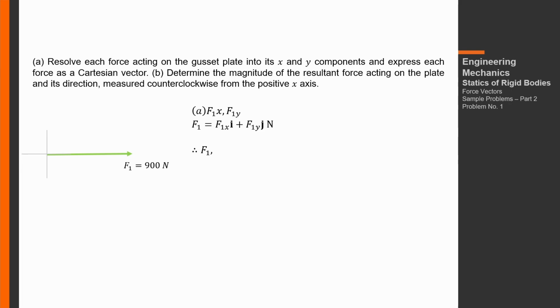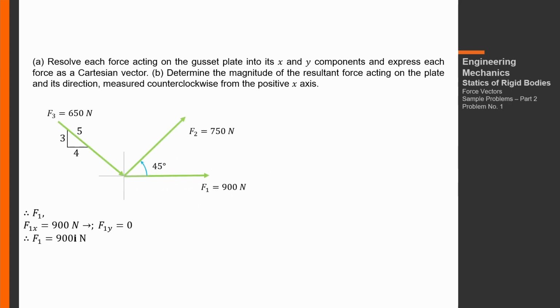So, therefore, dahil yung F1 ay along the x-axis lang, so, x component lang yung meron. Kaya, 900 Newton going to the right. Tapos, yung y component, so, equal to 0. So, therefore, yung F1 as Cartesian vector equals sa 900i newtons.